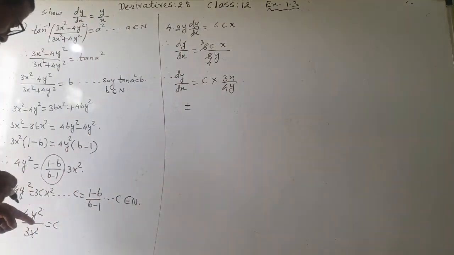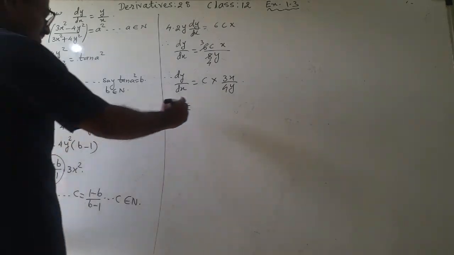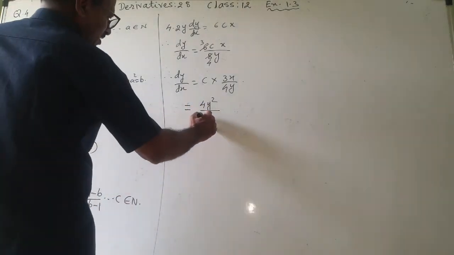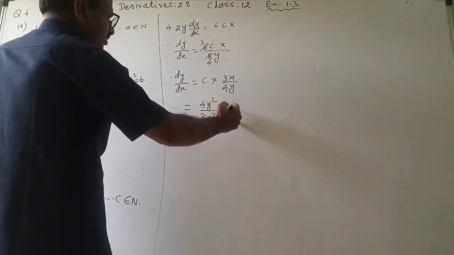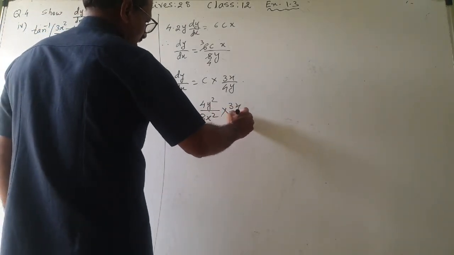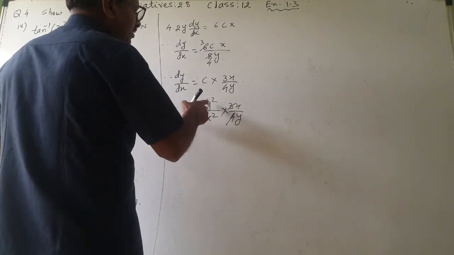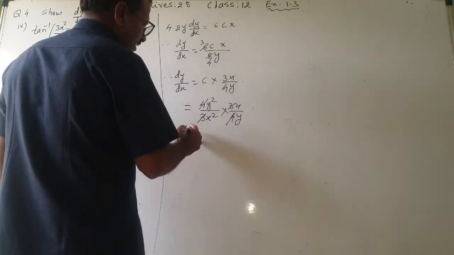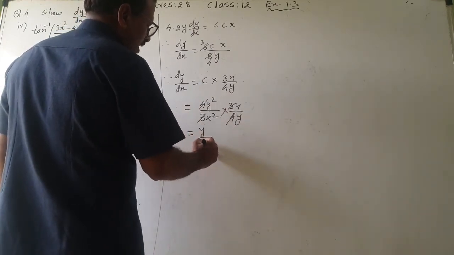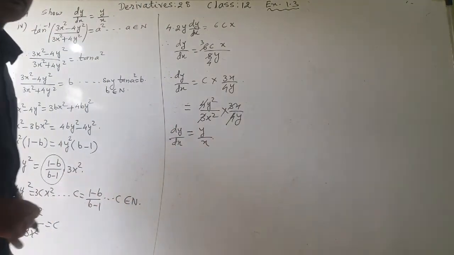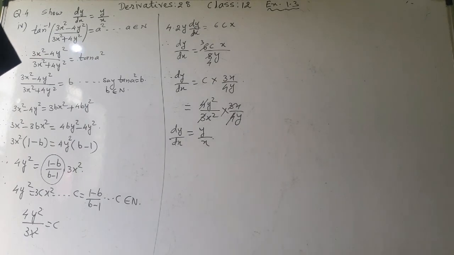Now what is c? C I will search. Here I am getting 4y square upon 3x square into 3x upon 4y. This 4 will get cancelled, this 3 will get cancelled, this 1y will get cancelled, 1x will get cancelled, and that will be y upon x dy by dx. Hope that you have understood this. We will try to solve one more sum on this, then you will be very familiar with this topic.